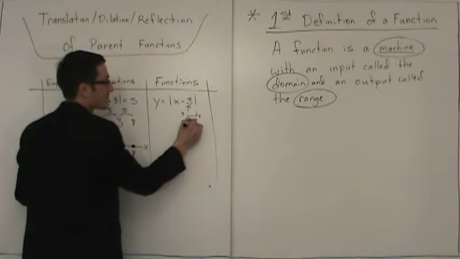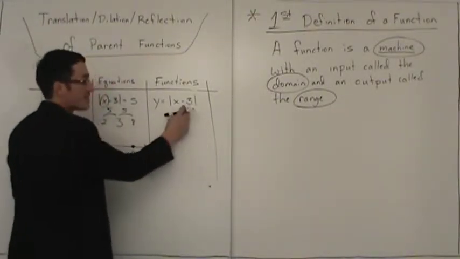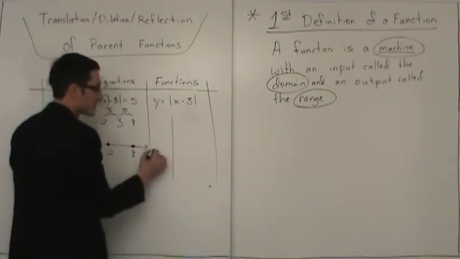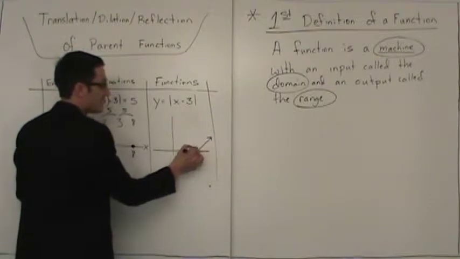3 units to the right. Okay, I don't think the video can pick that up. 3 units right. Okay, so this means it's V-shaped, 3 units to the right. This is our vertex, and it has a V shape.